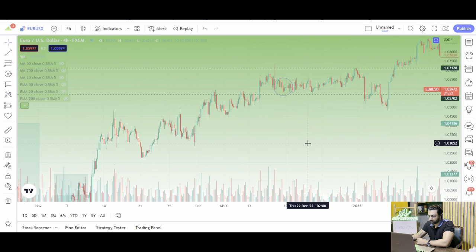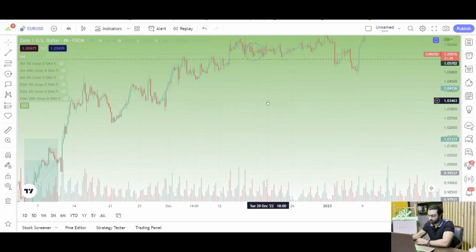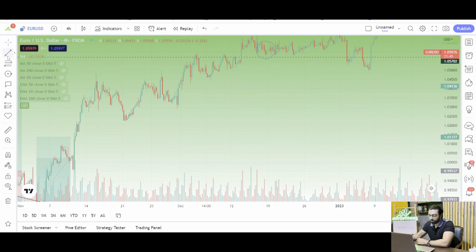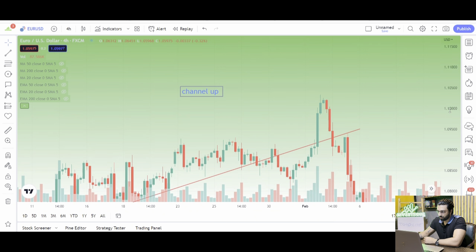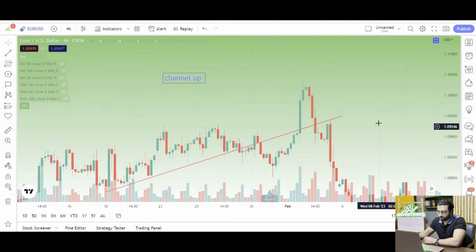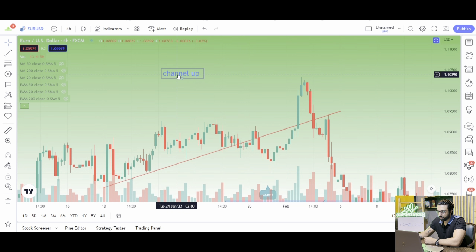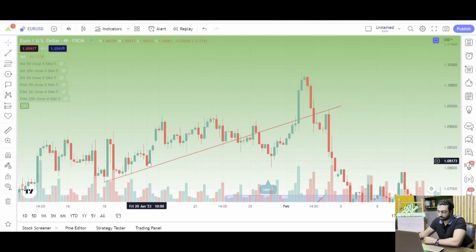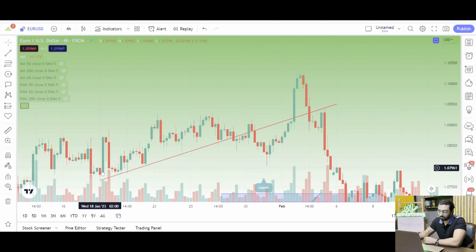Now here you can see after that the market was going up. So that will be an example of a bullish trend line. In front of you, there is an example of a bullish trend line. Here you can see the market is going up, and now the market is doing the opposite thing. The market is making higher highs and higher lows.